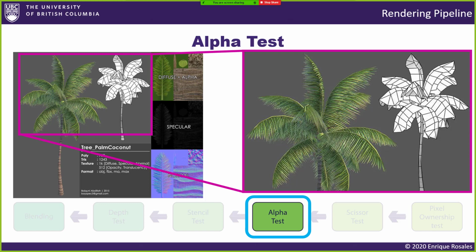If it's 1, it's totally opaque. If it's 0, it's totally transparent. If you have a value between 0 and 1, it means that you will probably blend the color with whatever object is behind it, or the background, okay?